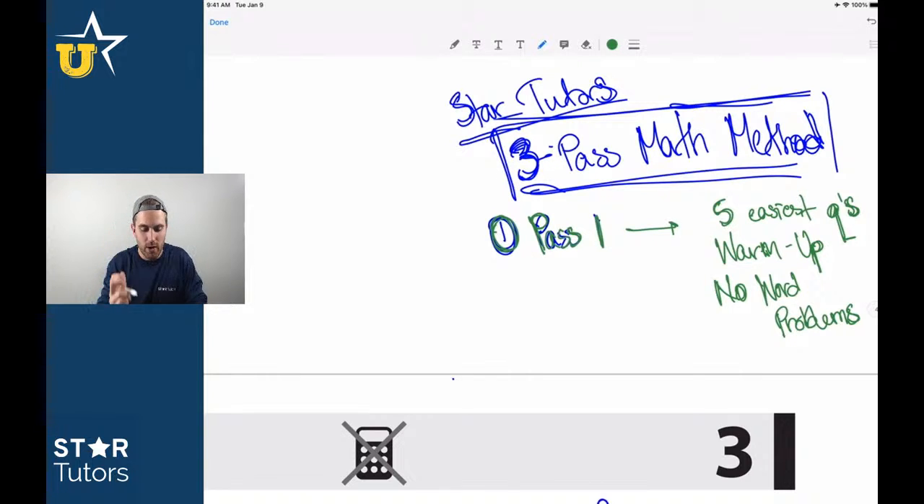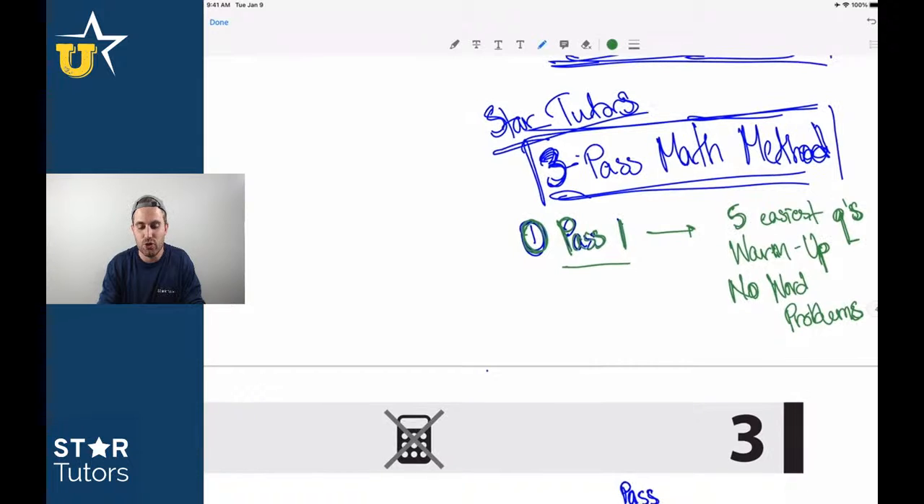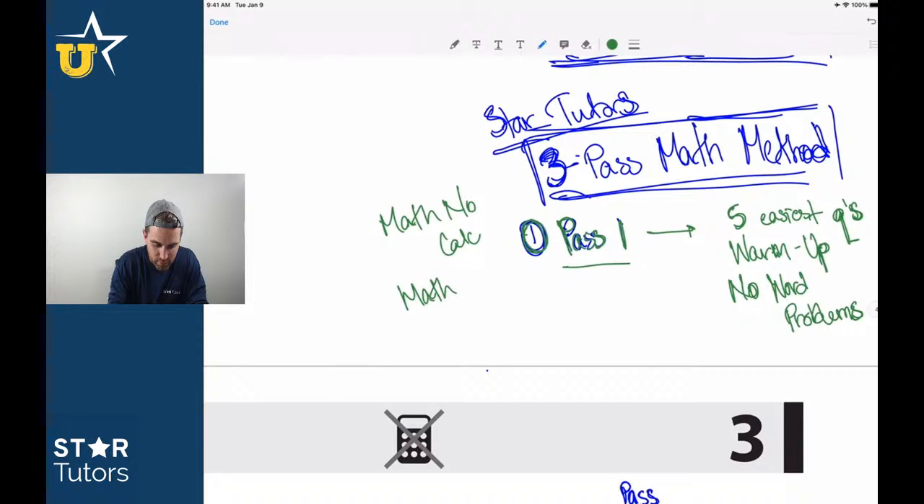Task number 1, what I want you guys to do. You're going to do this on both sections of the test. So this is math no calc, and math with a calc. You do that on both sections of the test.